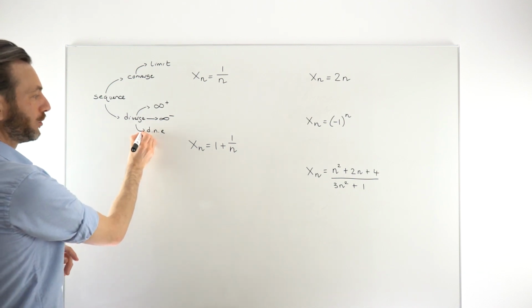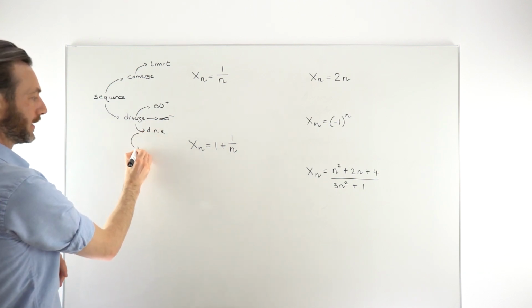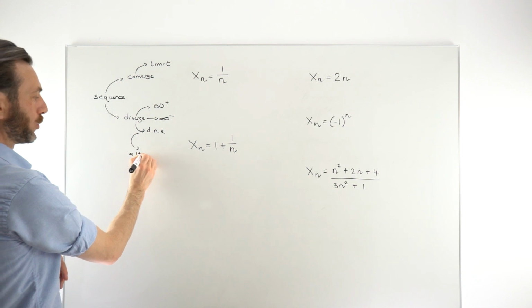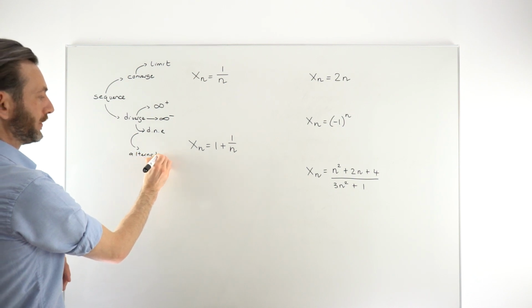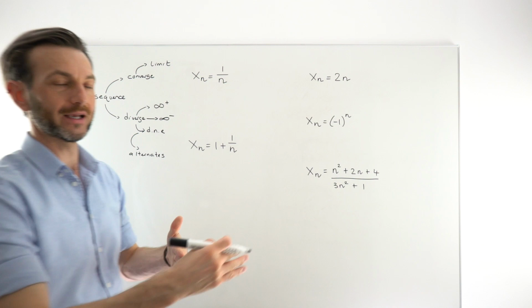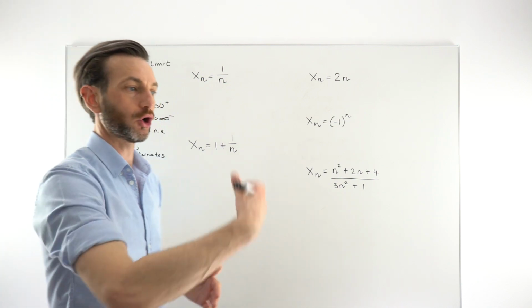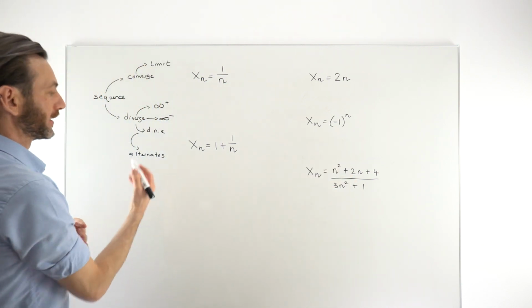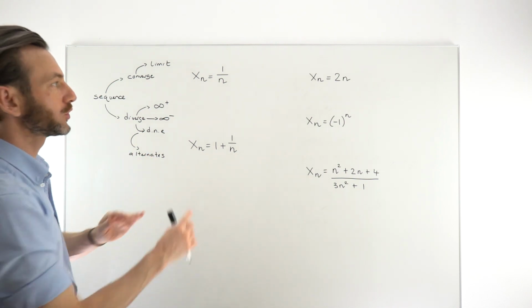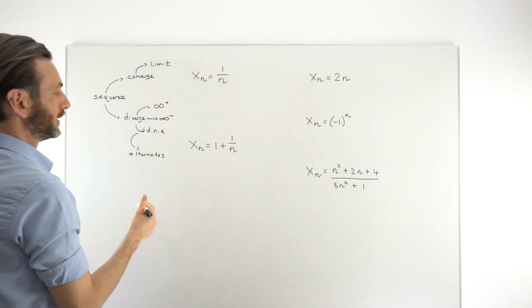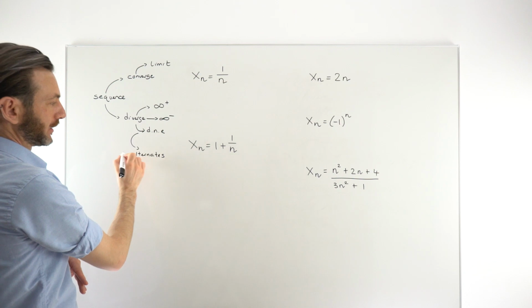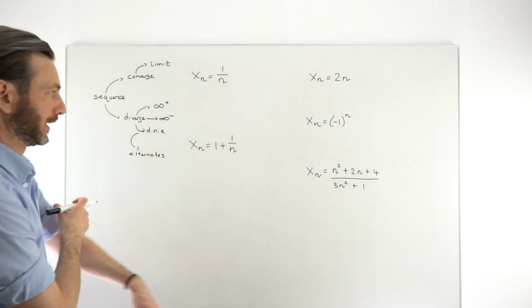One common reason why the limit does not exist is that you've got a sequence which alternates. If it alternates and it goes positive, negative, terms in the sequence, then by definition that does not converge to a single limit. So we say that that one does not have a limit because it alternates.